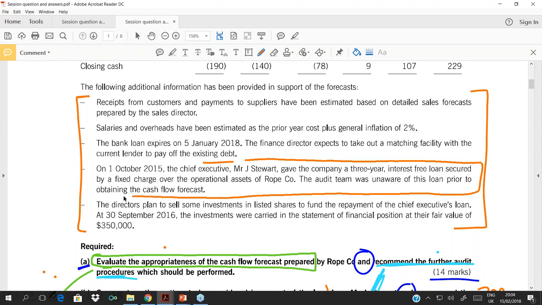Look at this. On the 1st October, the chief executive, Jay Stewart, gave the company a 3-year loan. The audit team was unaware of this loan prior to obtaining the cash flow forecast. Do we have separate marks for this loan, the loan from Jay Stewart? Is the examiner giving us separate marks for this loan in the 20 marks question? Is the examiner asking us to comment on the matters we should consider for the loan? Yes. And is the examiner asking us to make procedures on the loan?